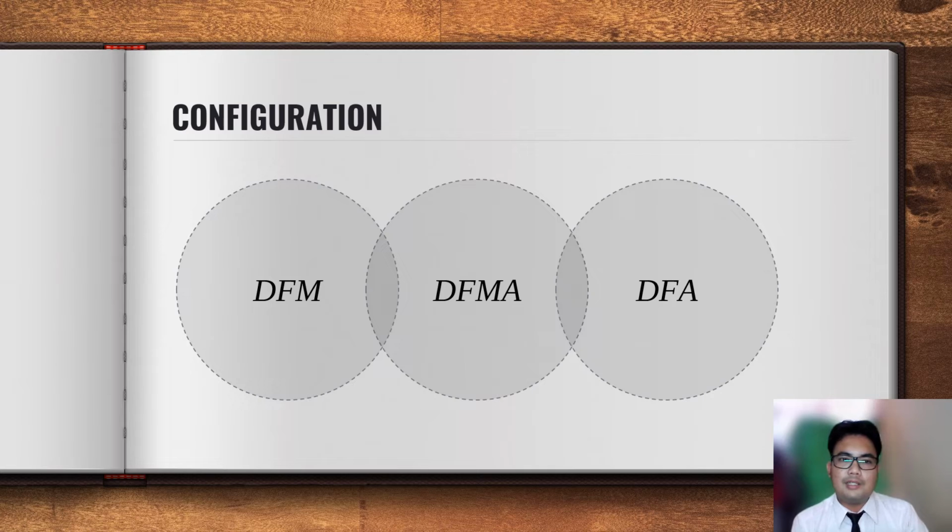DFMA is a combination of design for manufacturing (DFM) and design for assembly (DFA). According to Boothroyd, 2002, DFM is the manufacturing of individual parts of a product or assembly, while DFA is the addition or joining of parts to form a complete product.